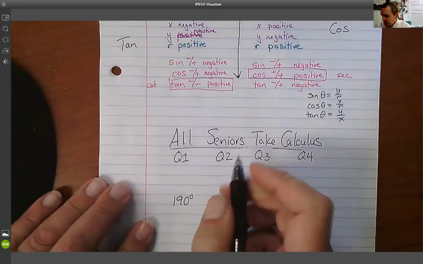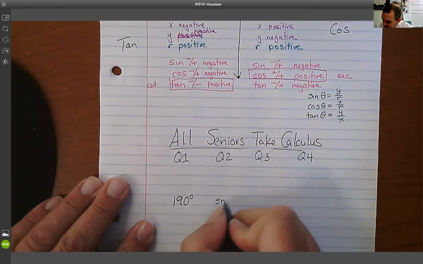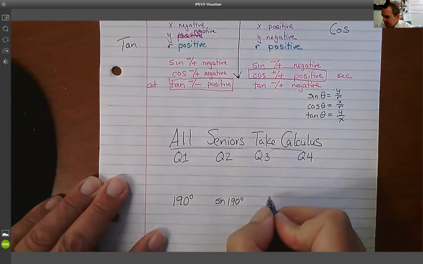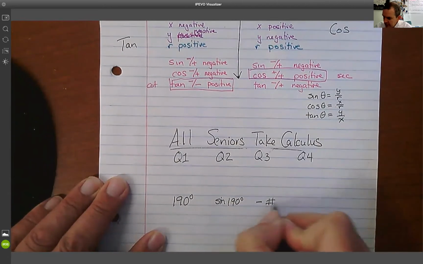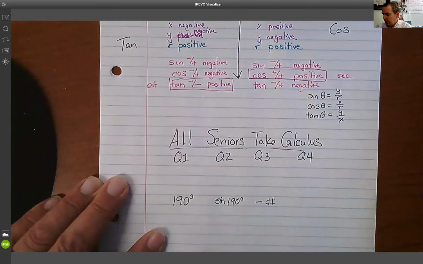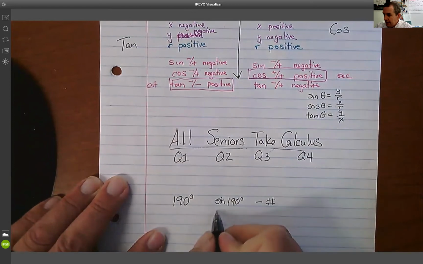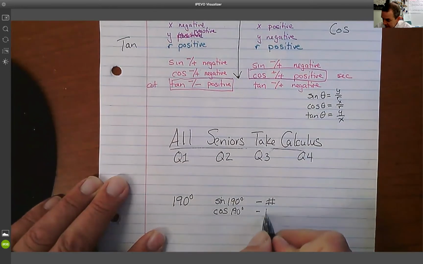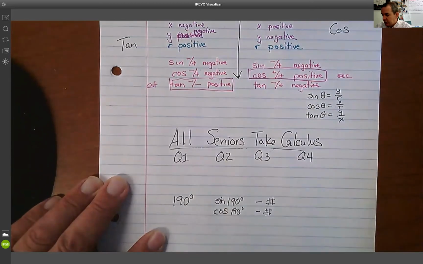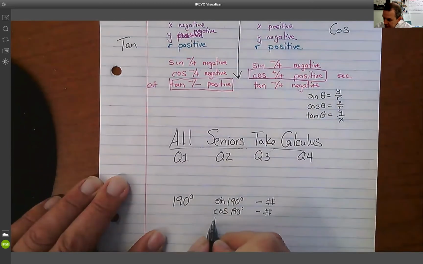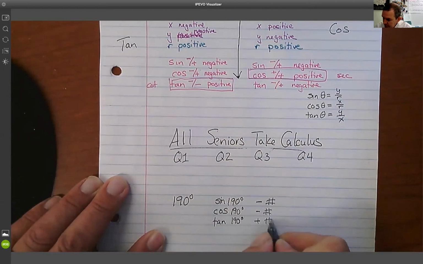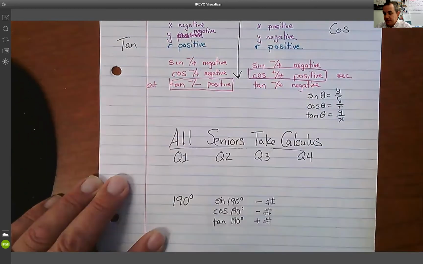So if I asked you, what is the sine of 190 degrees? You would be able to tell me, well, Mr. Oliver, it's a negative number because sine is negative in quadrant 3. If I asked you for the cosine of 190, you could tell me that is a negative number, Mr. Oliver, because it's in quadrant 3. But if I asked you the tangent of 190, you would tell me, oh, that's a positive number because tangent is positive in quadrant 3.